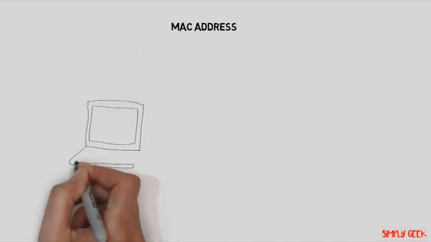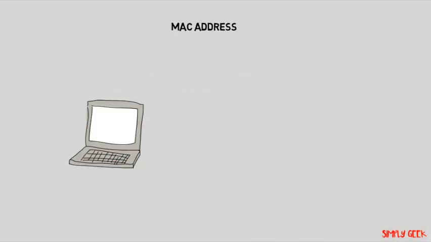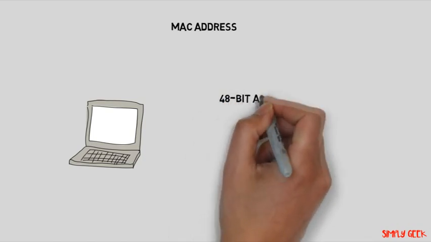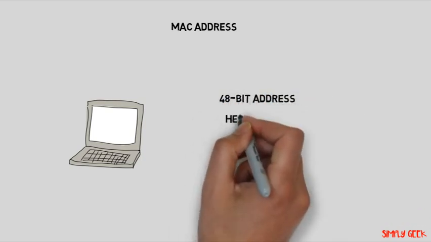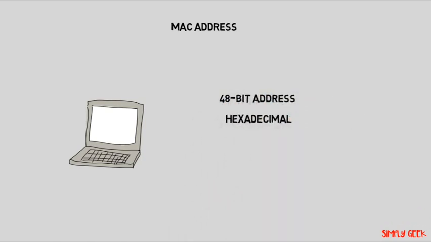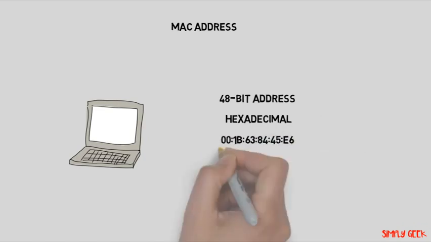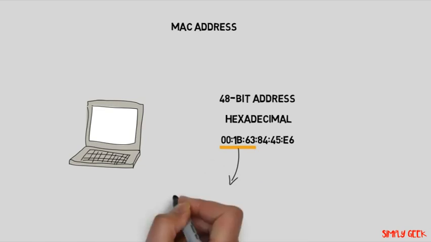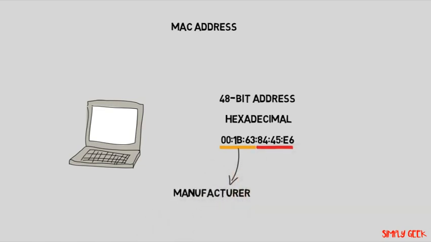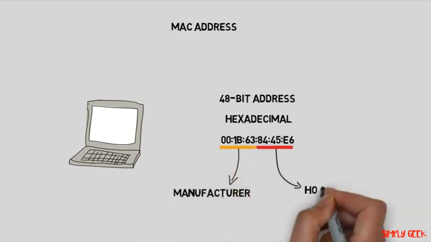Now, the MAC address. The MAC address is given by default by the manufacturer to a computer. It is a 48-bit address. It is represented in hexadecimal. A MAC address looks something like this. The first three fields represent the manufacturer, and the remaining three fields represent the host computer.